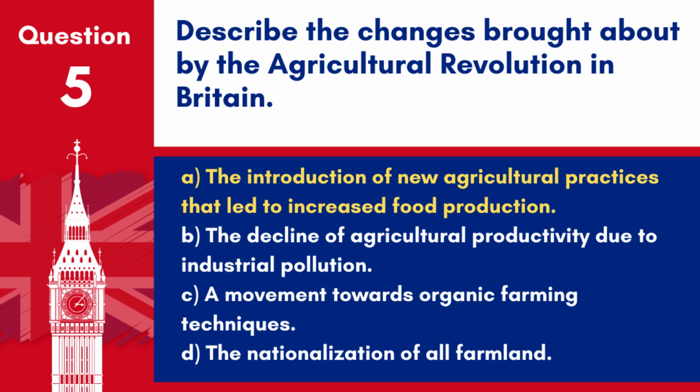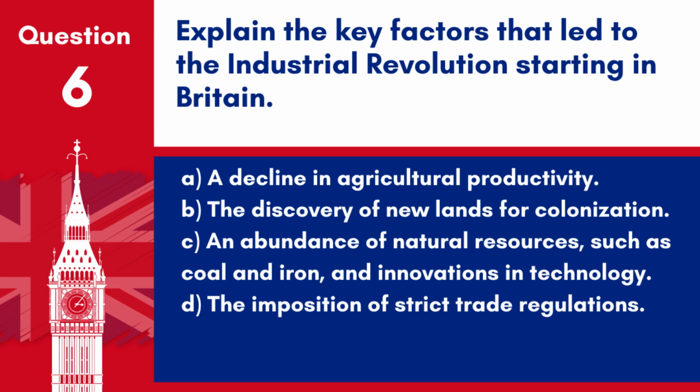The agricultural revolution involved the adoption of new farming techniques and improvements, leading to increased crop yields and the enclosure of common land. Question 6. Explain the key factors that led to the Industrial Revolution starting in Britain.